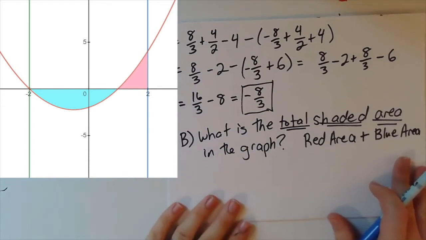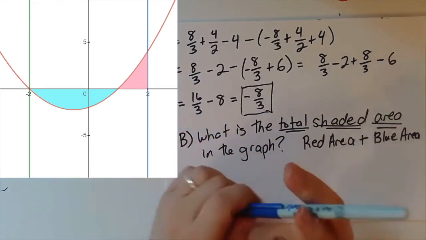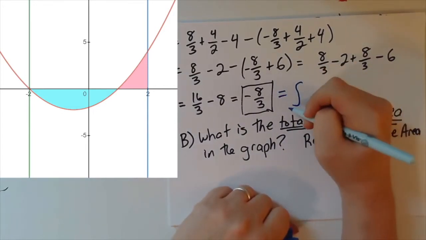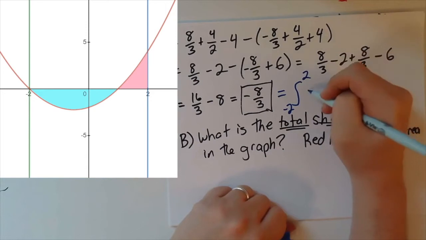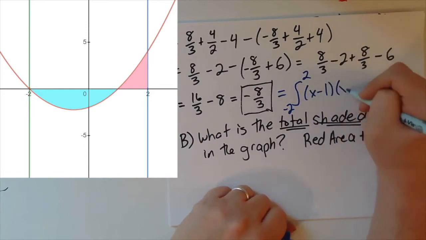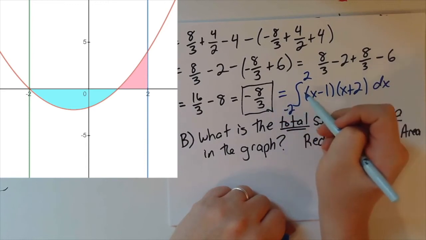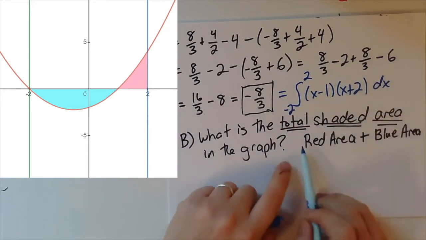Again, just to reiterate, this minus 8/3 is the answer to a question. Namely, it is the answer to the question, what is the integral from minus 2 to 2 of (x minus 1) times (x plus 2) dx? This is the answer to this question. But this is a different question.